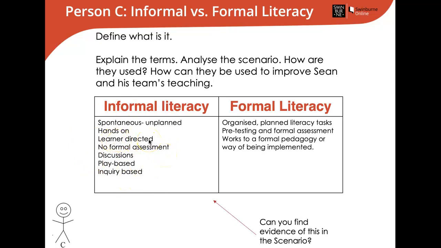Learner directed maybe is the motivation they need. Think about those low learners and how you could really motivate them to want to learn more about the topic. If they're seeing lots of hands-on activities, that might spur them on to want to read.